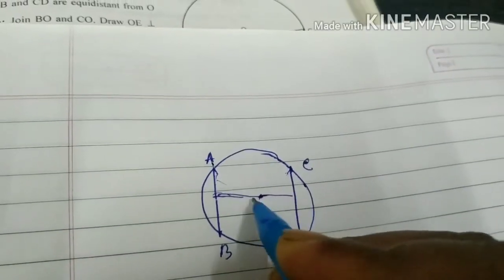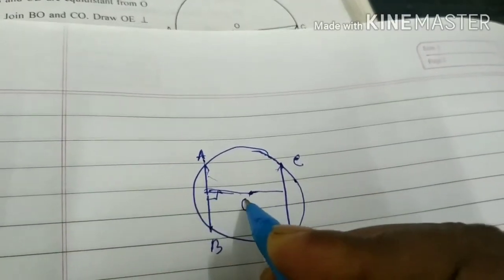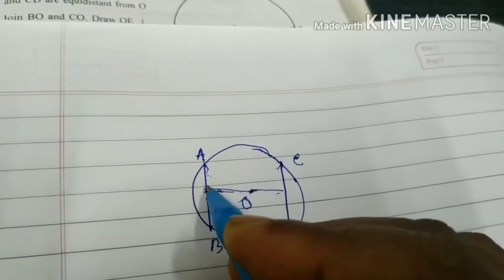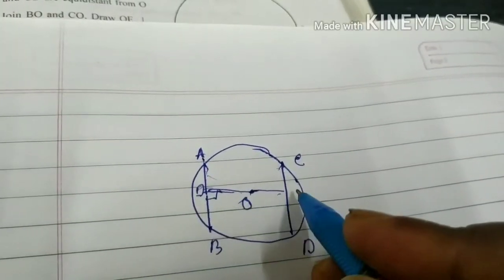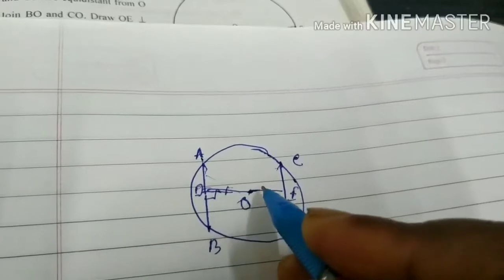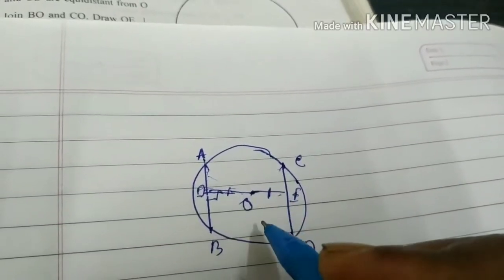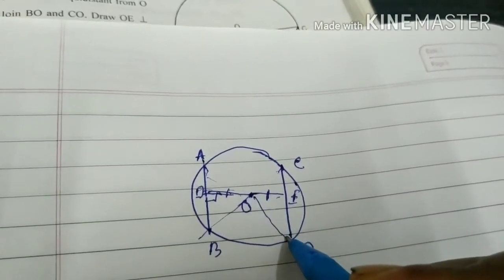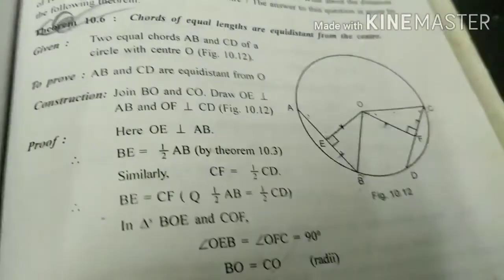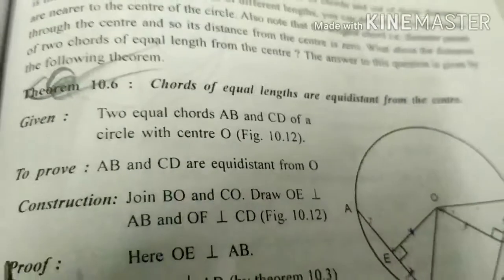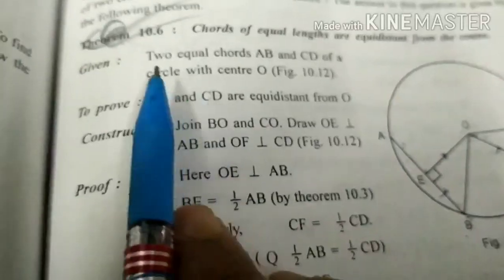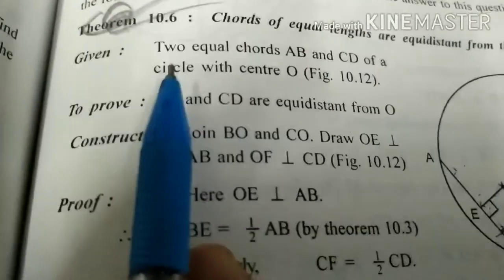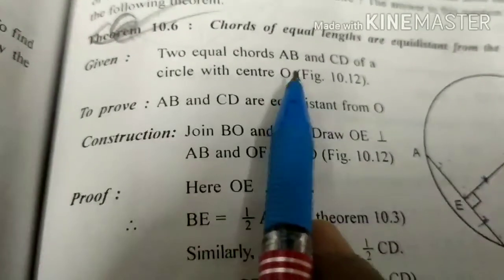Here is the center O. Then AD, OD, and OE, these are the triangles we use to prove congruence. To prove this, we take another triangle with a construction. First, what is the given? Given: two equal chords AB and CD of a circle with center O.